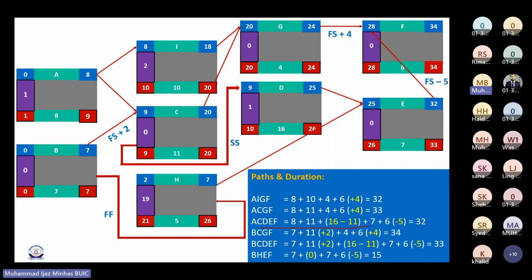So now next is 7 days of E and then 6 days of F. But here we have a lead. So I'm going to subtract that here in my calculation. So the path would give me 32 days. Correct?